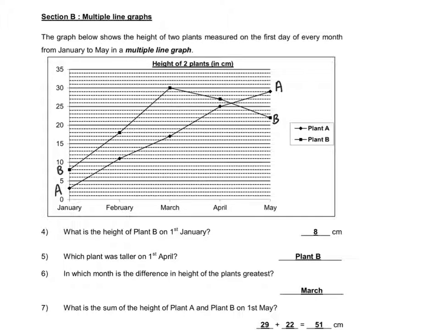Okay, so read the question properly. What is the sum of the height of plant A and B? In sum of plants, you add the two together. The May result, so 29 and 22. Add up together will be 51.